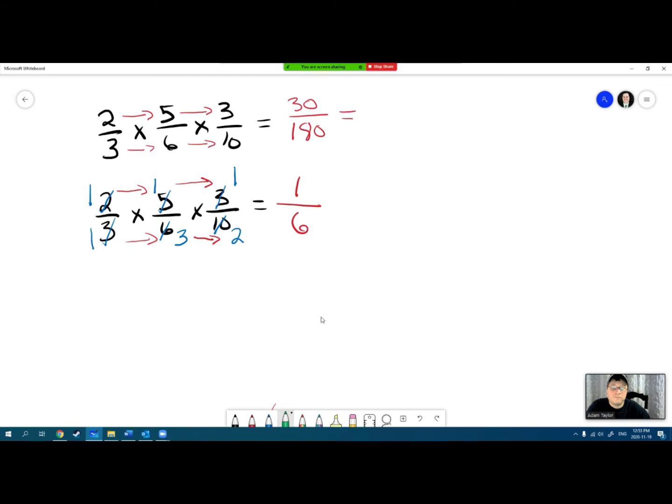Above, if I wanted to reduce this to lowest terms, I need to find a number that evenly divides into both 30 and 180.